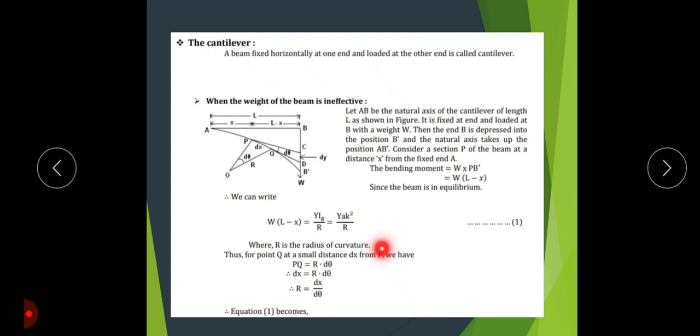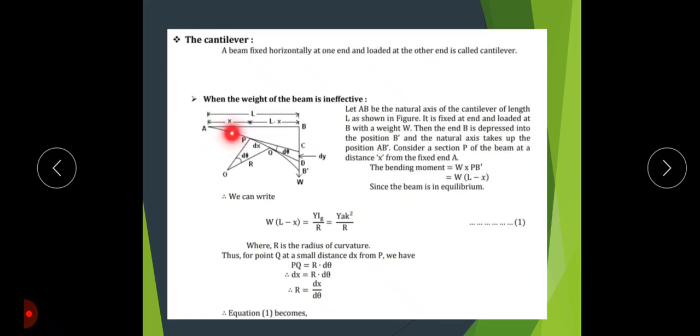Since the moment of the load will increase as we proceed towards the fixed end A, when we apply the load, it increases as we proceed towards the fixed end A.